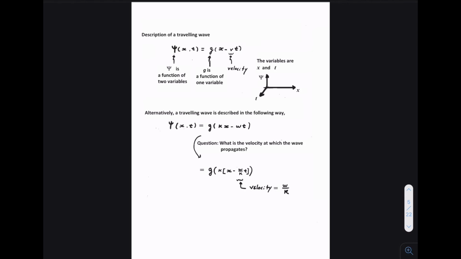Now, an alternative way of writing down a traveling wave is this one. Can you tell me what is the velocity of this traveling wave? For that, you have to take this k common, and the term that is with the t, this omega by k, is the velocity of this traveling wave.